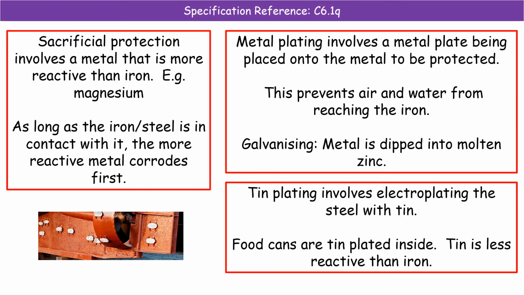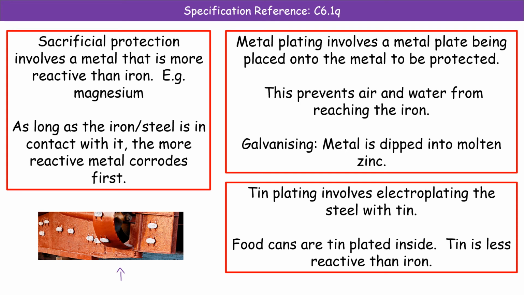When we consider the process of sacrificial protection, this is where we are going to attach a metal that is more reactive than the one we want to protect to the surface. So quite simply, we can see it on the boat down here. We've got these little blocks of magnesium just attached all over this boat hull. The reason for that is that as long as that metal remains in contact with the iron of our boat, then the more reactive metal, the magnesium, is going to corrode first. So we're sacrificing that more reactive metal to protect the less reactive one that it's attached to.